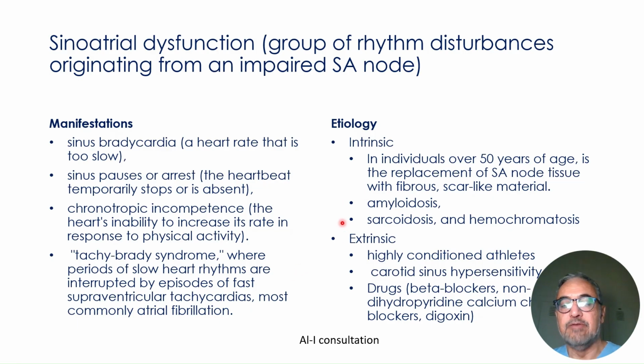The etiology of SA node dysfunction is intrinsic in individuals over 50 years of age because the SA node is replaced with fibrous scar-like material. It could be replaced in amyloidosis, sarcoidosis, and hemochromatosis. Extrinsic causes such as highly conditioned athletes, carotid sinus hypersensitivity, and drugs.